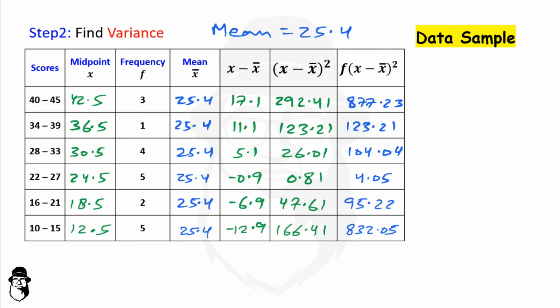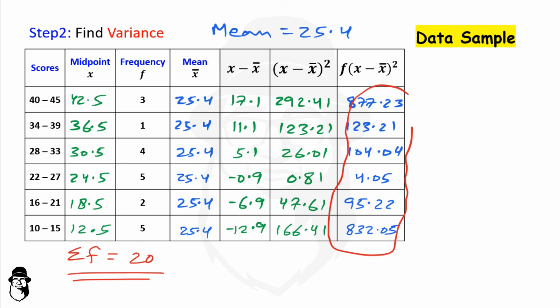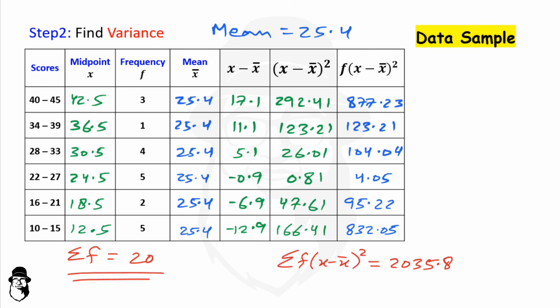And now we'll add 2 columns. We'll get the sum of 2 columns. First, we have to add this frequency column. Sigma f is 20, that we already know. And then we add all this column, every amount. So we have sigma f times x minus x bar squared, and we have a total of 2035.8. That is the total.